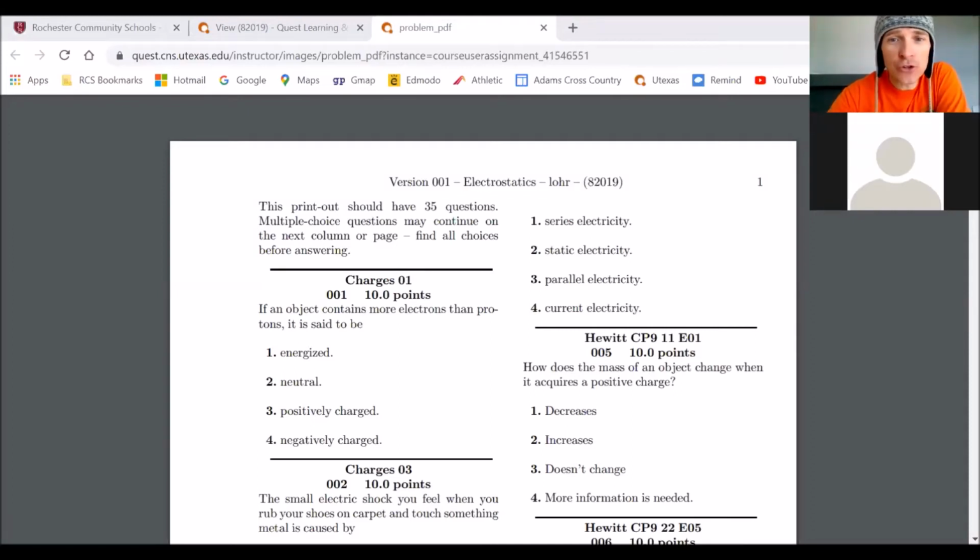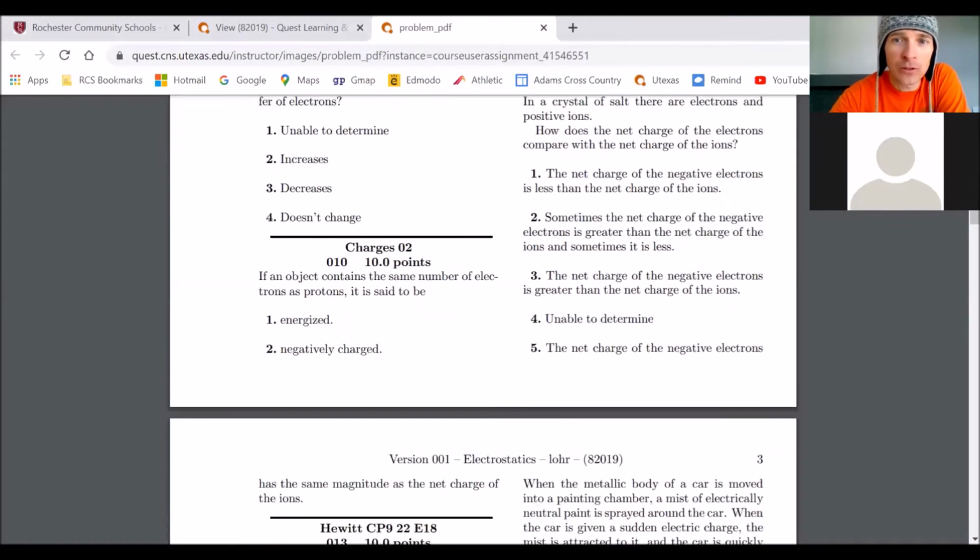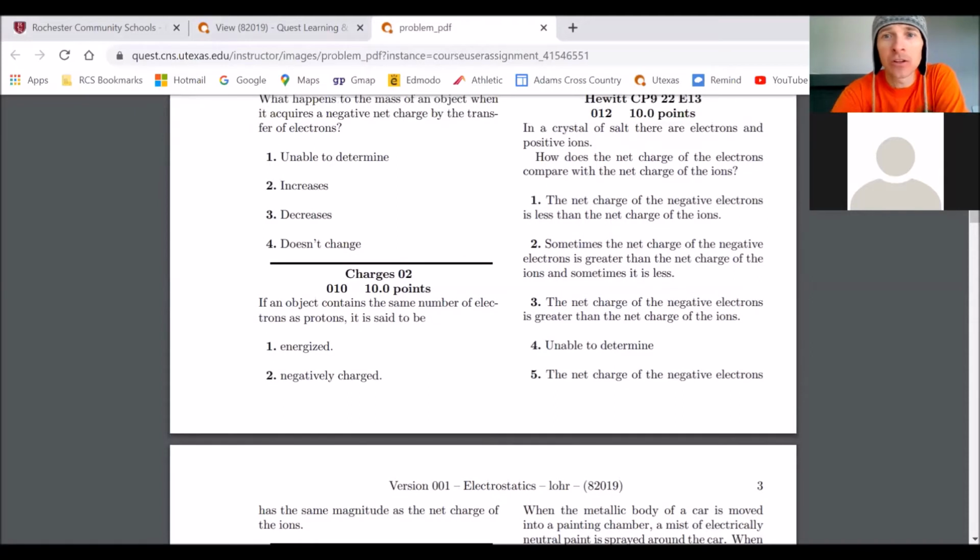All right, so you should be seeing my screen here. And so the first question we had was a question on number 12. Okay, so in a crystal salt, there are electrons and positive ions. How does the net charge of electrons compare with the net charge of the ions?